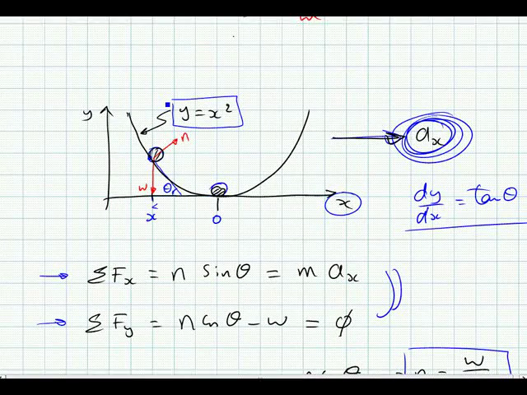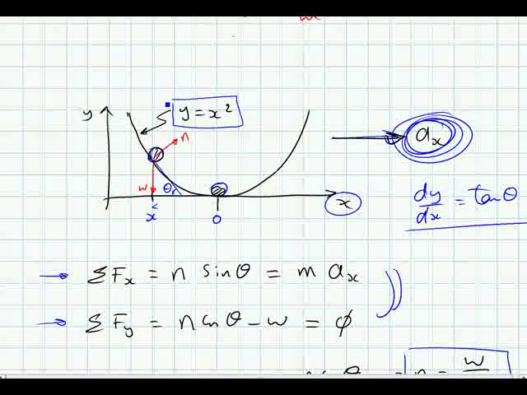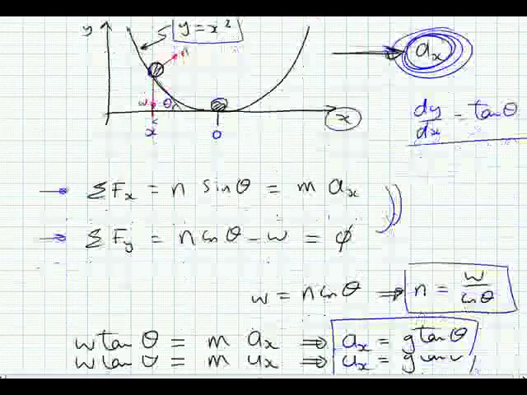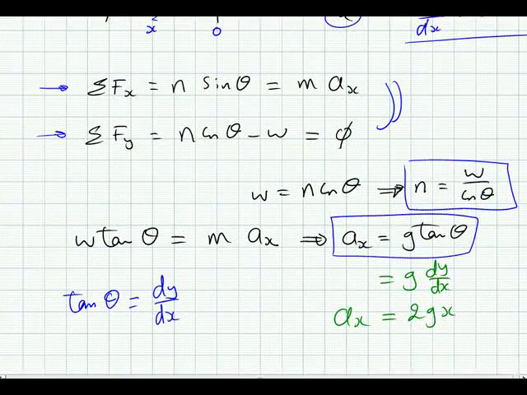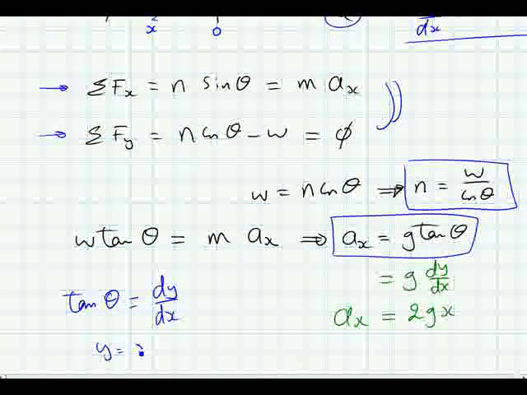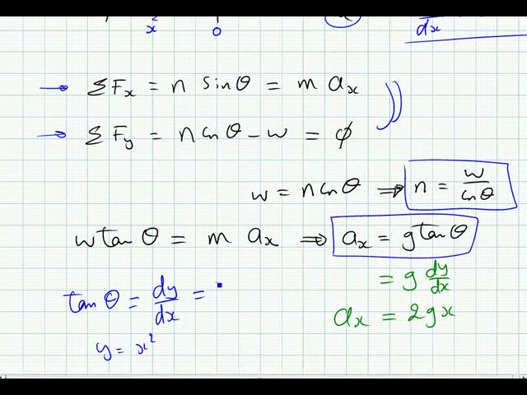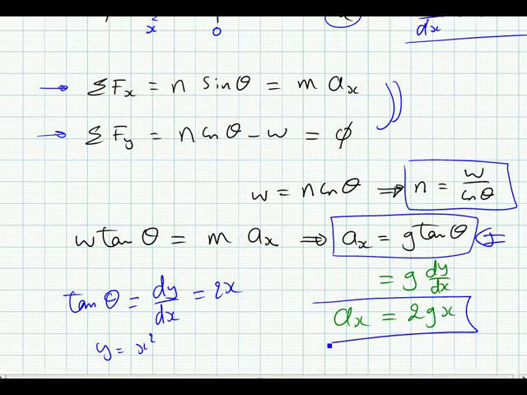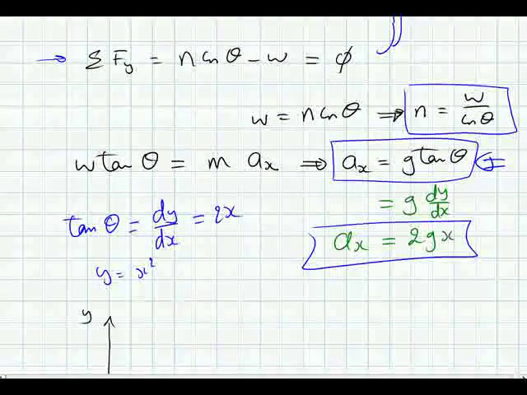This is actually the design of an accelerometer, which is used for navigational purposes. So we have y is equal to x squared. So dy/dx, if y is equal to x squared, is simply 2x. Now substituting this into the equation up here, we end up with a_x is equal to 2gx.